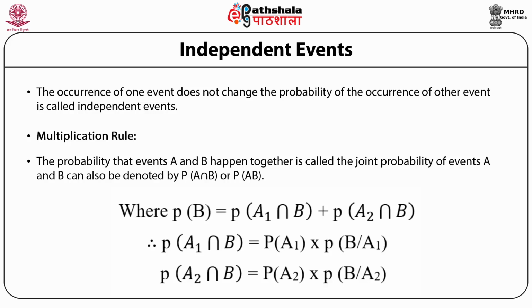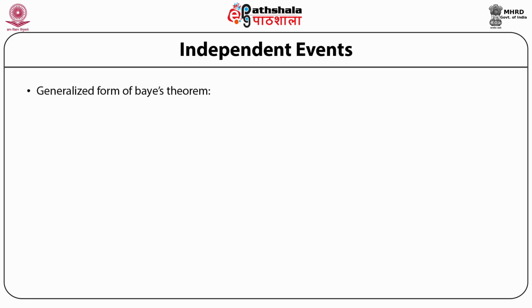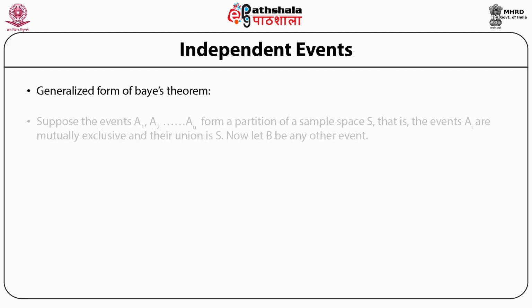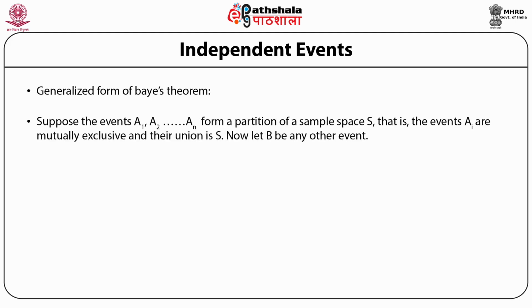Now up to this point we have discussed Bayes theorem for two events only, where two events occur in combination with one event. Now suppose there are n events. The generalized form of Bayes' theorem is: suppose the events A1, A2, up to An form a partition of a sample space, that is, the events Ai are mutually exclusive and their union is S, the sample space.